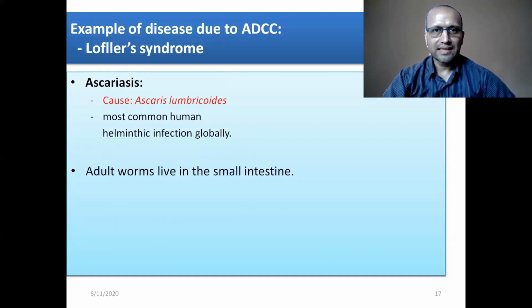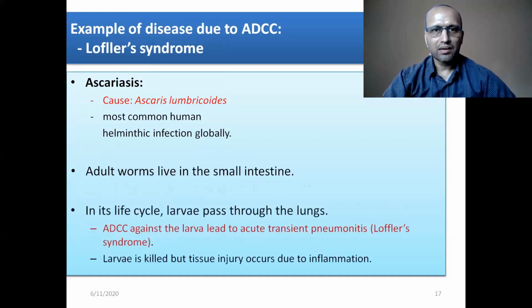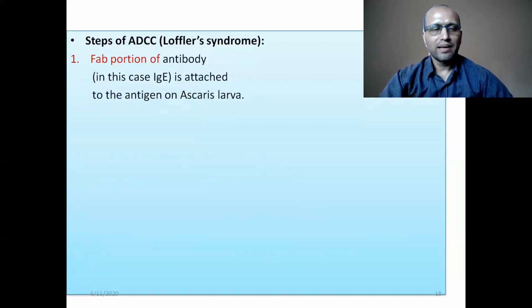Adult worms of Ascaris live in the small intestine, but the larva form has to pass through the lungs during its life cycle. During its passage through the lungs, the larva induces inflammation there. The inflammation kills the larva, but it also causes tissue injury in the lungs. The tissue damage caused by the larva in the lungs is called Löffler's syndrome. Now let's study the steps of antibody-dependent cellular cytotoxicity (ADCC), taking Löffler's syndrome as an example.